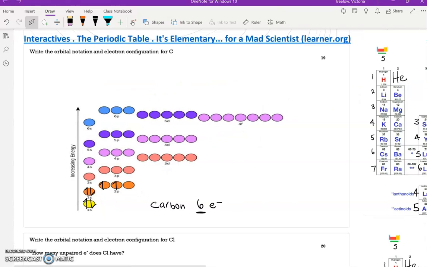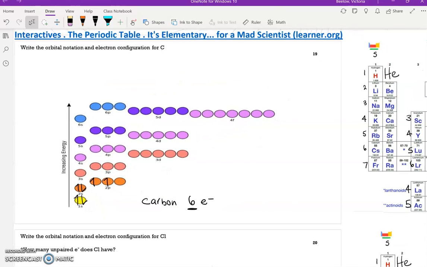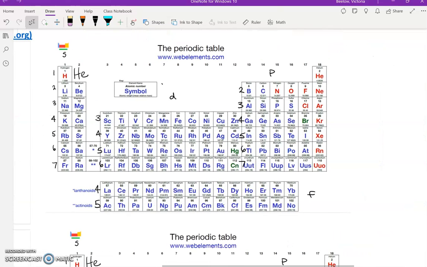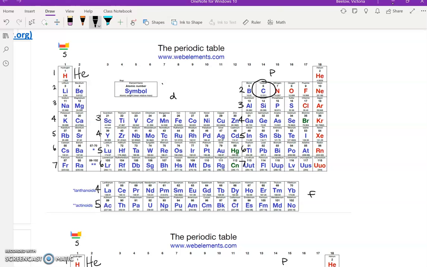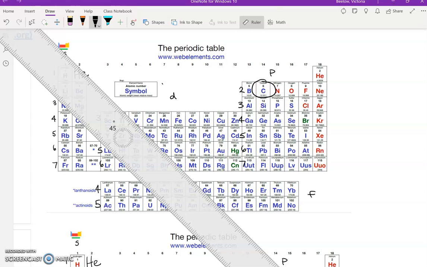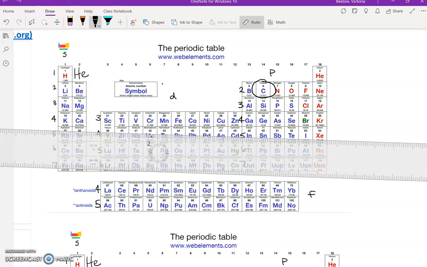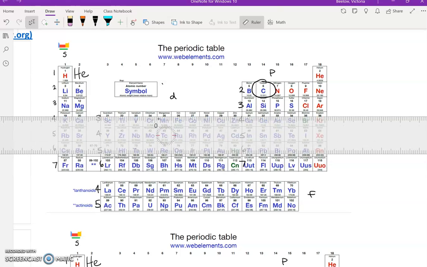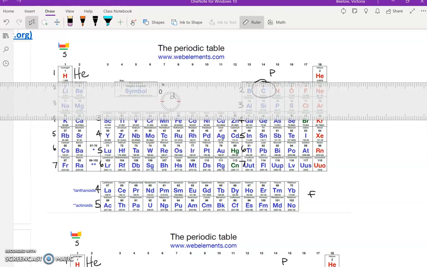So now I'm going to show you how to write that using your periodic table. So I'm going to get all the way to carbon here. And how I like to look at this is kind of like reading a book, one line at a time.